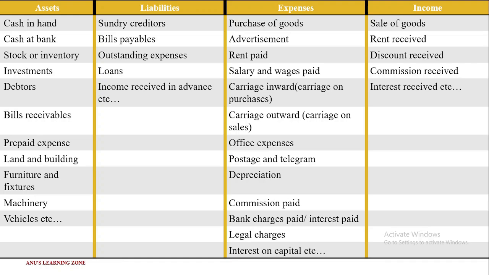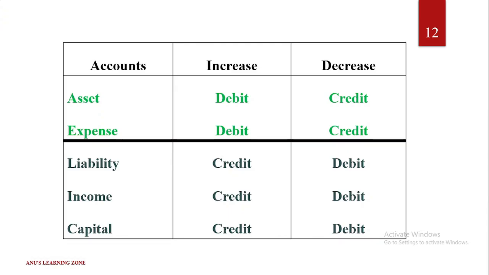Moving on to the rule. This is the rule that is related to the 5 categories. We just want to check whether the value of the asset, expense, liability, income and capital is increasing or decreasing, and on the basis of that we have to give the debit aspect as well as the credit aspect for each of the categories.